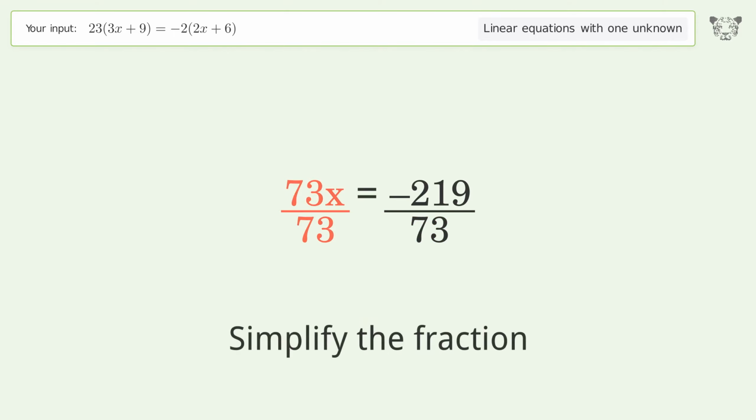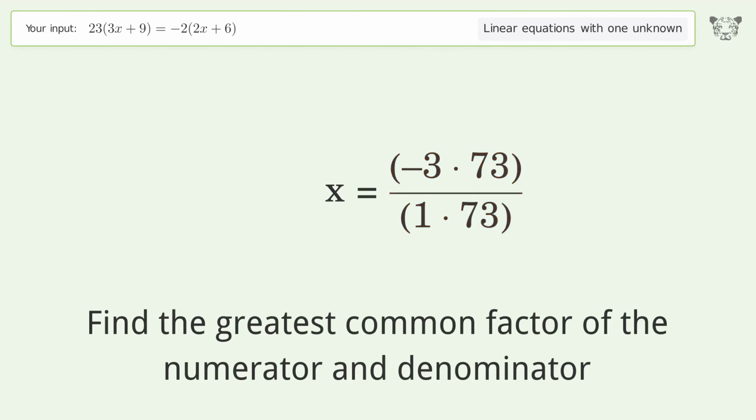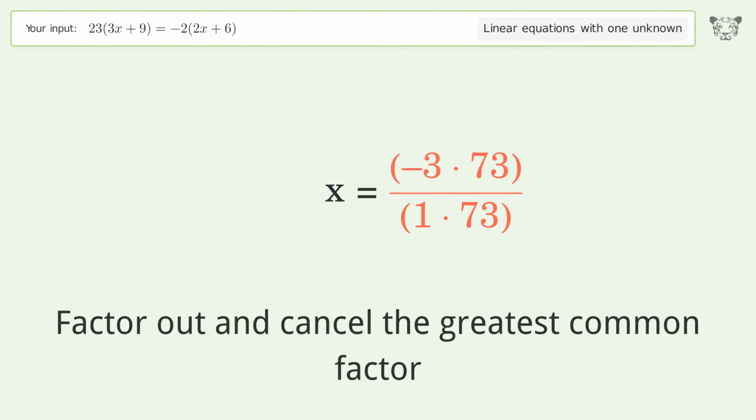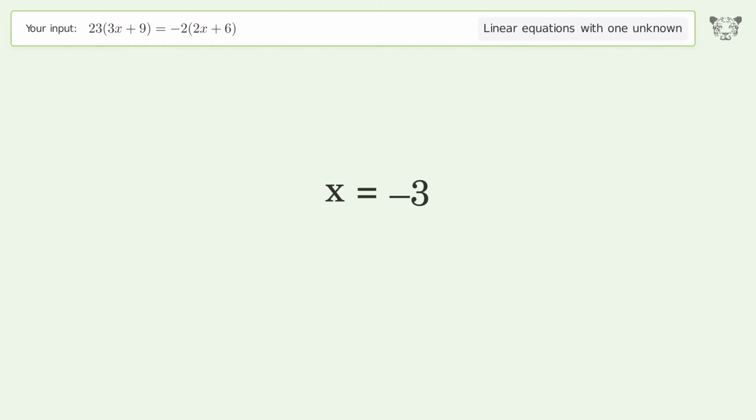Simplify the fraction. Find the greatest common factor of the numerator and denominator. Factor out and cancel the greatest common factor. And so the final result is x equals -3.